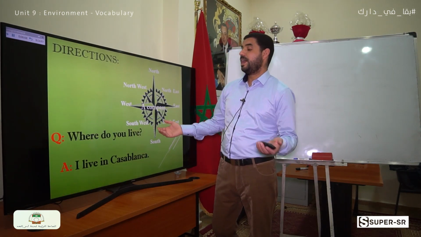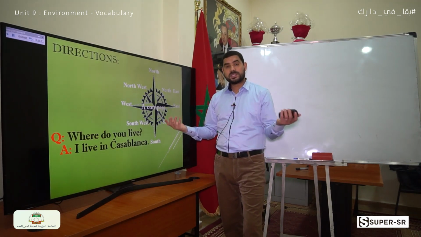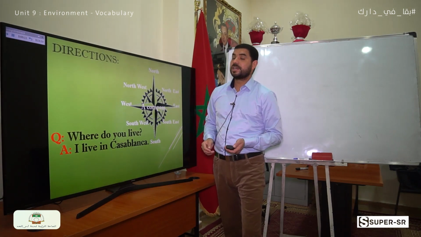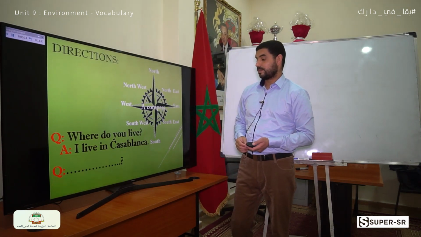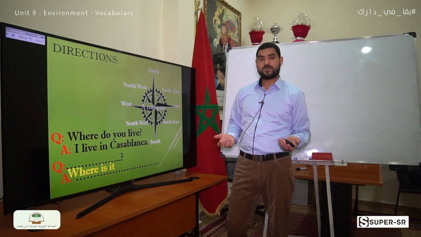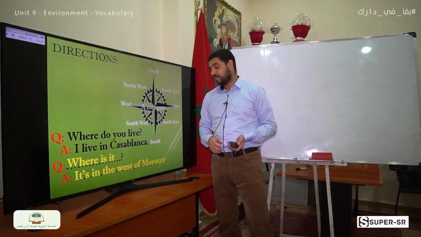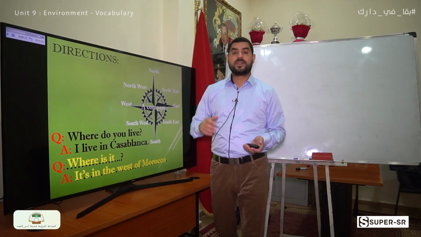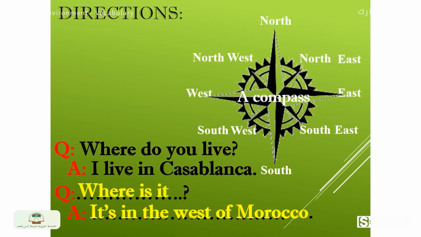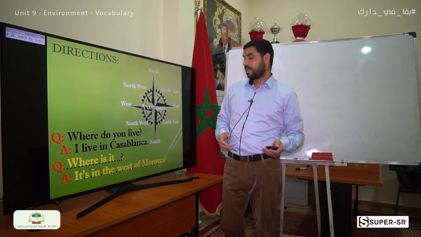Where do you live? I live in Casablanca. So what is the question to ask about the direction? Yes, we use where is it? Where is Casablanca? It's in the west of Morocco. So you can practice with other cities, for example, Laayoune, Oujda, Marrakesh, Rabat, Boujad, and other cities of our lovely country.